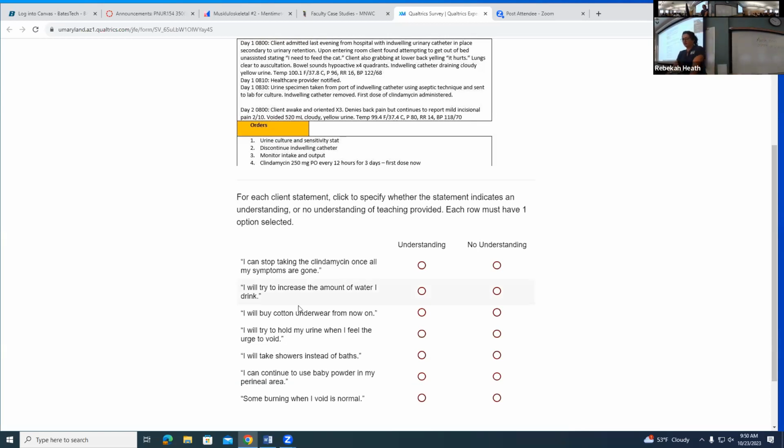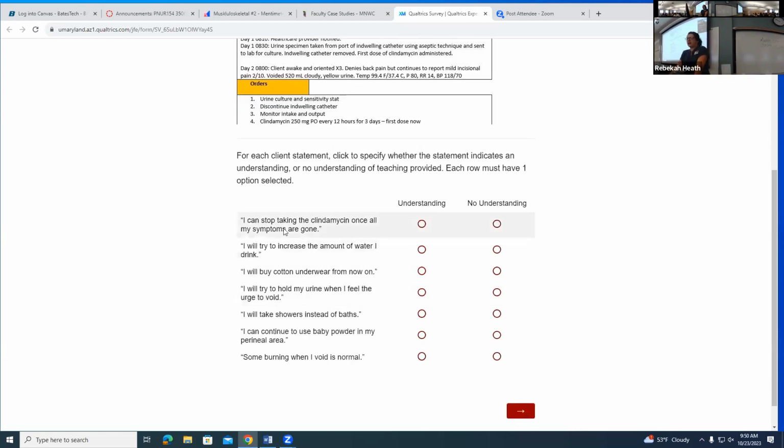The patient says, I can stop taking the clindamycin all at once because my symptoms are gone. No, because what is clindamycin? It's an antibiotic. How long should they take it? Till it's all gone. So that is not understanding. I will try to increase the amount of water I drink. Yes, we do. I will buy cotton underwear from now on. Yes, that's actually one of the things.